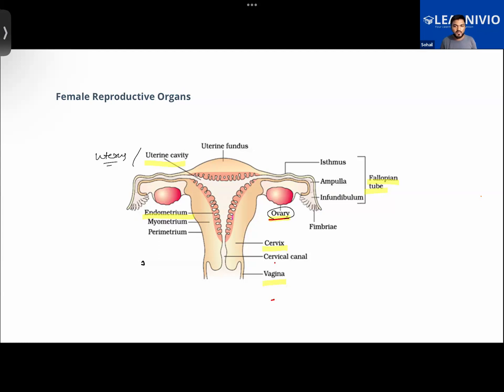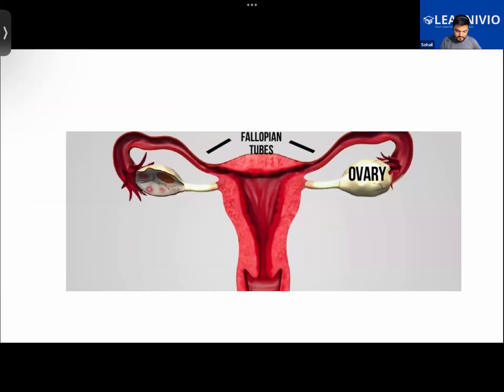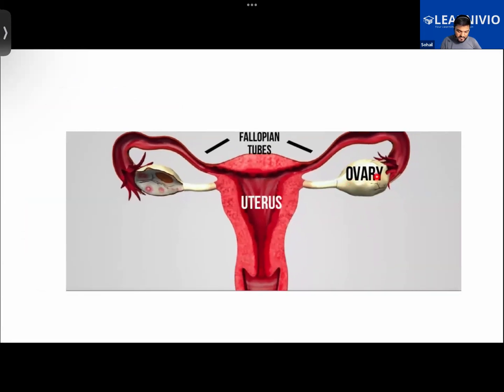It will be released into which structure? This ovum is released into which part of the female reproductive system? It will be released into the fallopian tube. Yeah. Fallopian tube. What's the another name for fallopian tube? It's known as oviduct. Very good. It's also called as oviduct.